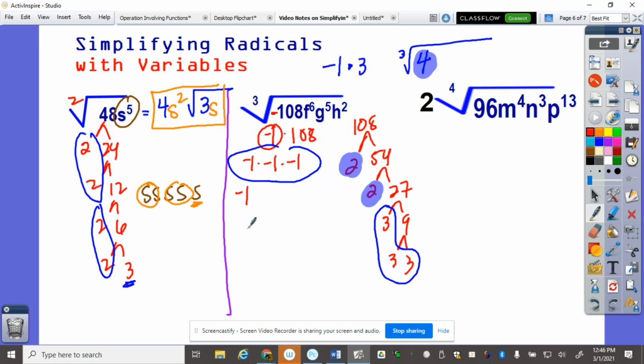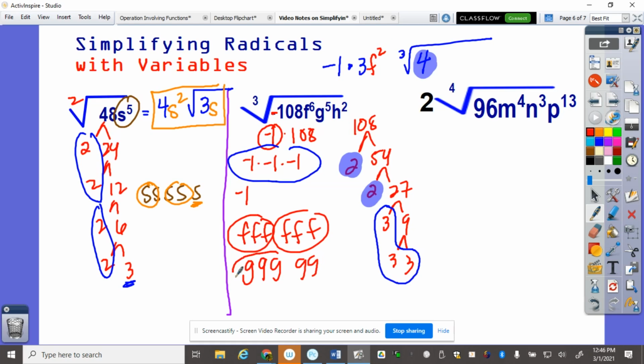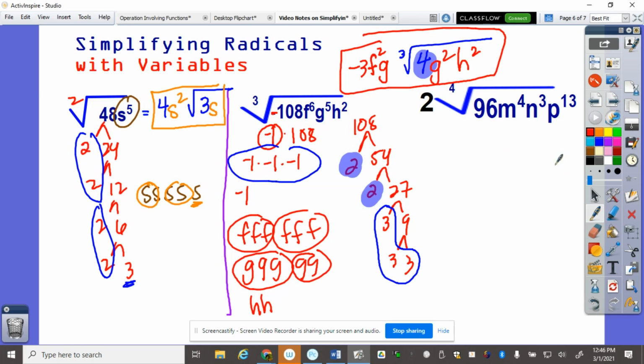And then F to the 6th, 1, 2, 3, 4, 5, 6. That's two groups, so F squared. G to the 5th, 1, 2, 3, 4, 5. One group of G, so one G goes outside and two G's stay inside. Okay. And H squared, there's no way you can make a group of 3 there, so leave the H squared inside. And then negative 1 times 3 will just give us negative 3 there. So I will just write here negative 3. And that's the answer for the second problem.